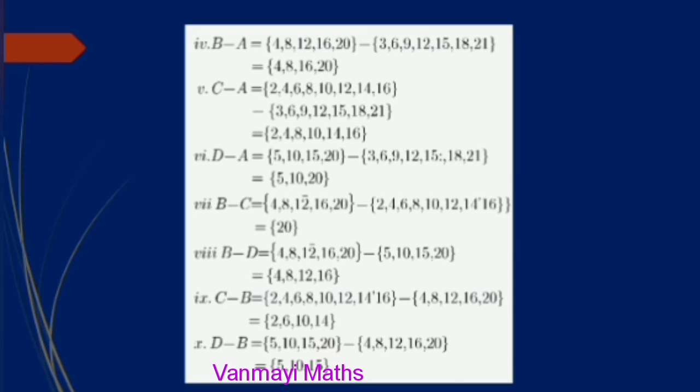So 12 gets cancelled. C minus A gives 2, 4, 8, 10, 14, 16. D minus A gives you 5, 10, 20, and 15 is cancelled. B minus C gives only 20 because 4, 8, 12, 16 get cancelled. B minus D gives 4, 8, 12, 16. Next, C minus B gives 2, 6, 10, 14. And D minus B gives 5, 10, 15 because 20 gets cancelled.